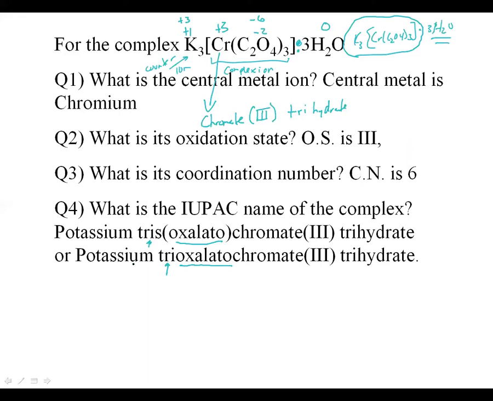So that's how we get to that name, potassium for the counter ion. Tris oxalato for the 3 oxalates that are attached to the chromium. The chromium becomes chromate because the complex ion part is negative. And then the trihydrate is the 3 waters. And just to give you an idea, the counter ion is potassium. There's 3 of them. Our complex ion has an overall charge of -3 in this case. Yeah? So -3 and our +3s here balances out in that case.